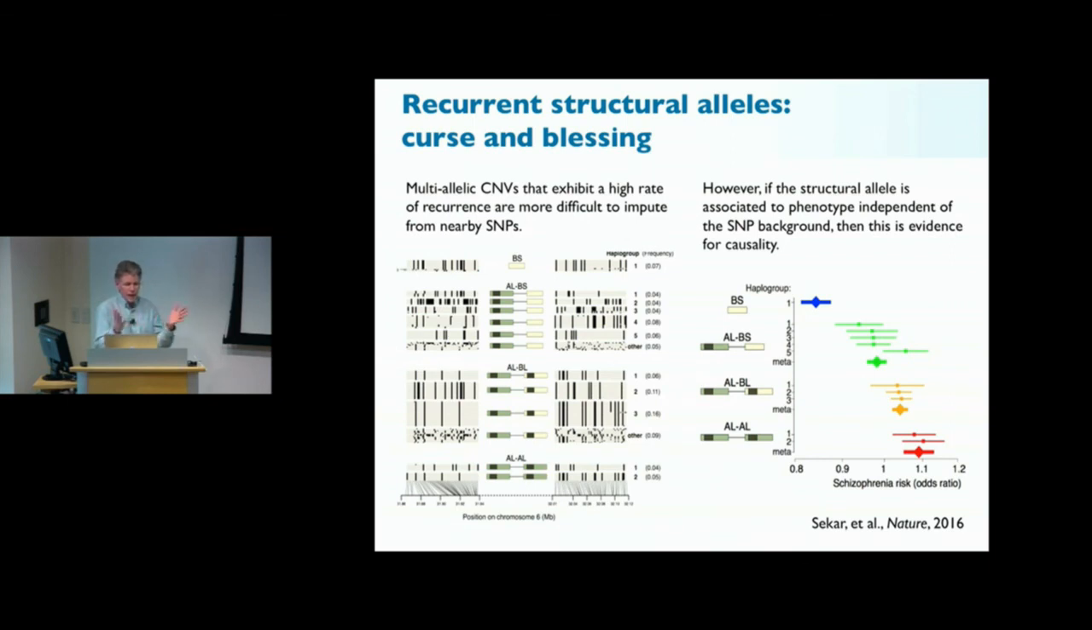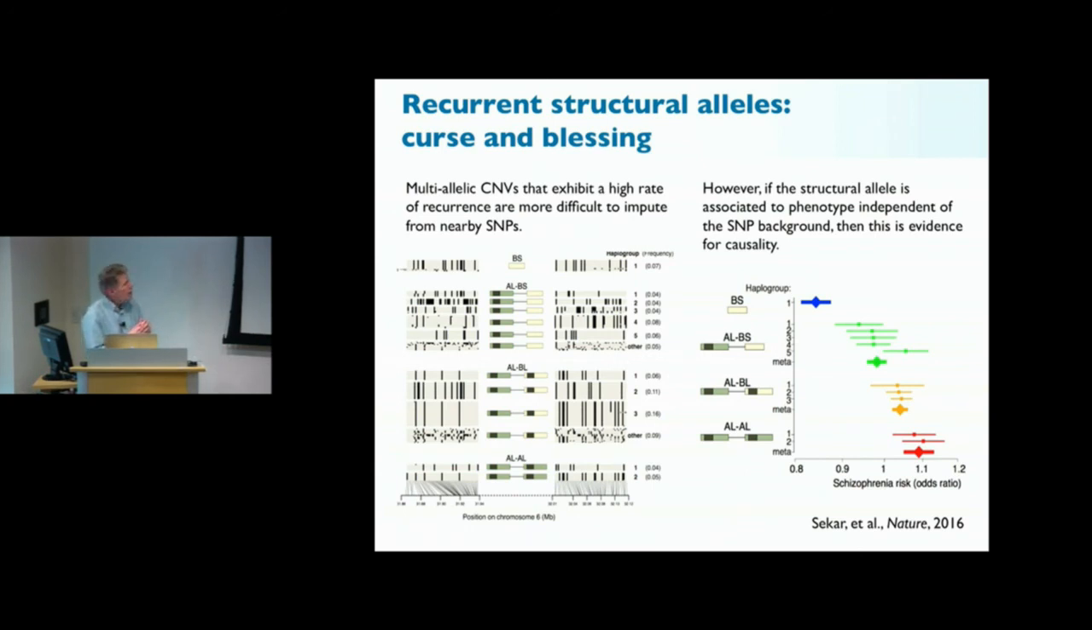Because you can have the same structural form existing on multiple different SNP backgrounds. And Ashwin found that was true at C4, right? On the left, we're seeing the same structural form on multiple different SNP haplotypes, right? Because there's enough mutation going on at this locus that the same form can become recurrent. So this is kind of a curse in the sense that it makes it difficult to impute these structural alleles.